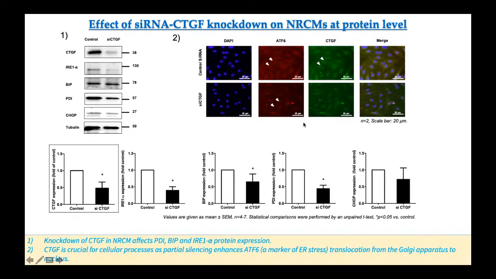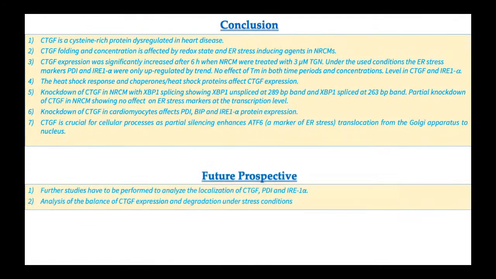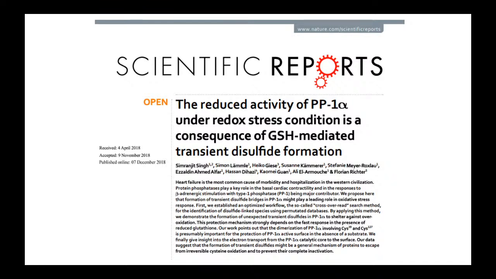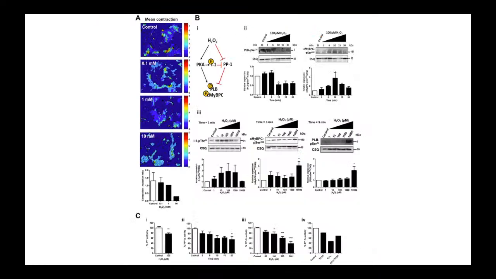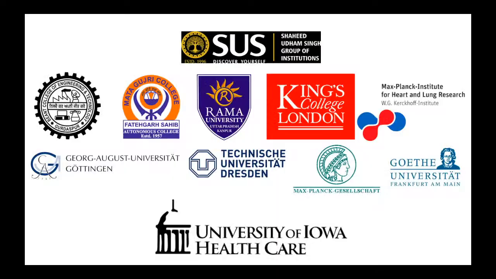Yeah, so that's one example of the images from the cell. I don't have the confocal images. I was not allowed to work. I wish I could show you from my perspective. This work was also published in Scientific Reports by Nature, under the heading of reduced activity of PP1 under redox stress conditions in consequence of glutathione mediated transient disulfide formation. This is some extra data, but we don't need it.